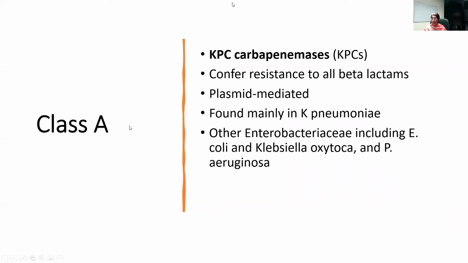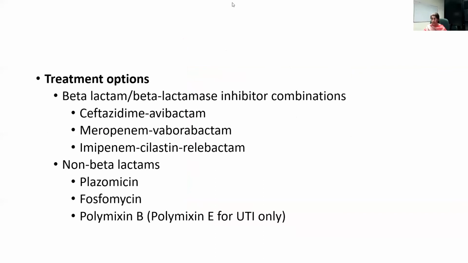Now we move on to the class A beta-lactamases. These are mainly the Klebsiella pneumoniae carbapenemases. These refer to all beta-lactams. The resistance is mainly plasmid mediated, mainly found in Klebsiella pneumoniae, but may be found in other Enterobacteriaceae, including E. coli, Klebsiella oxytoca, and also in Pseudomonas aeruginosa. The treatment options are the beta-lactams and the non-beta-lactams. The beta-lactam and beta-lactamase inhibitor combinations include ceftazidime-avibactam, as we already talked about, meropenem-vaborbactam, and imipenem-relebactam. All these beta-lactam antibiotics owe their activity to the beta-lactamase inhibitors. These inhibitors inhibit the beta-lactamase enzyme, and in this way the antibiotics can exert their action. The non-beta-lactam options are plazomicin, fosfomycin, and polymyxin B, and for UTI, polymyxin E.